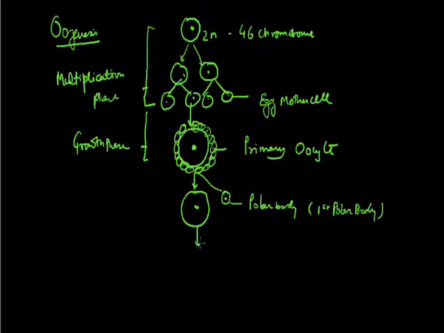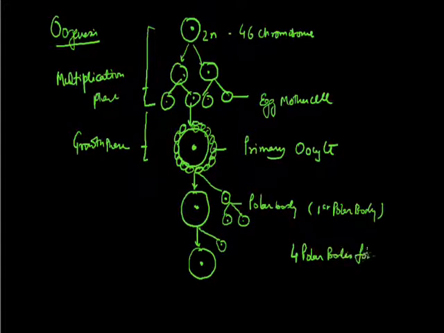Again, this cell will divide meiotically. It is known as meiosis second, and this polar body also divides into two polar bodies, and this is also divided into one smaller polar body. So in all there are four polar bodies formed during meiosis.